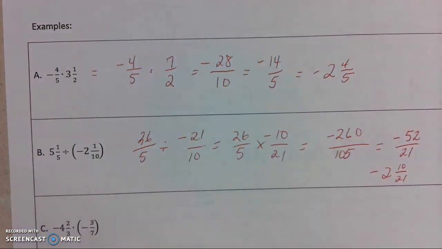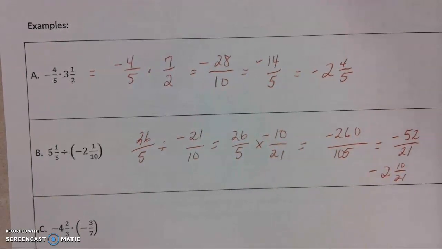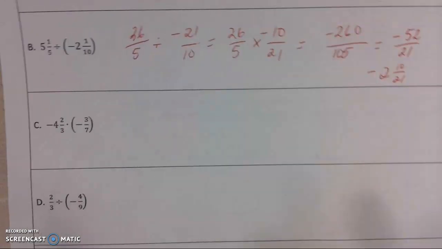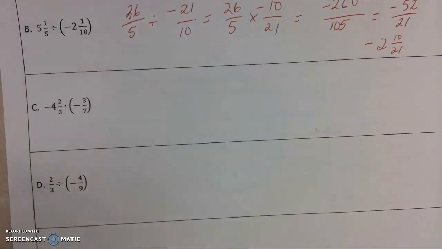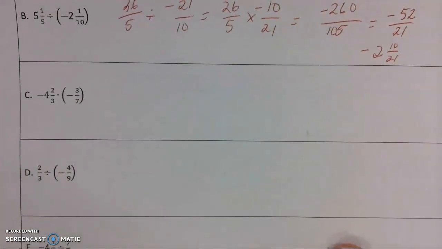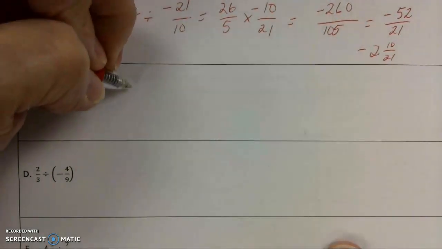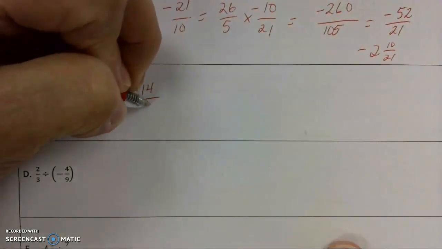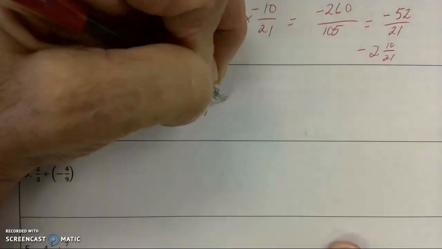And that's all there is to working with signed fractions. Change it to improper, use your rules of integers. Letter C. So now I have a negative times a negative, so I know my answer is positive. 4 times 3 is 12, plus 2 is 14, so negative 14/3 times negative 3/7.